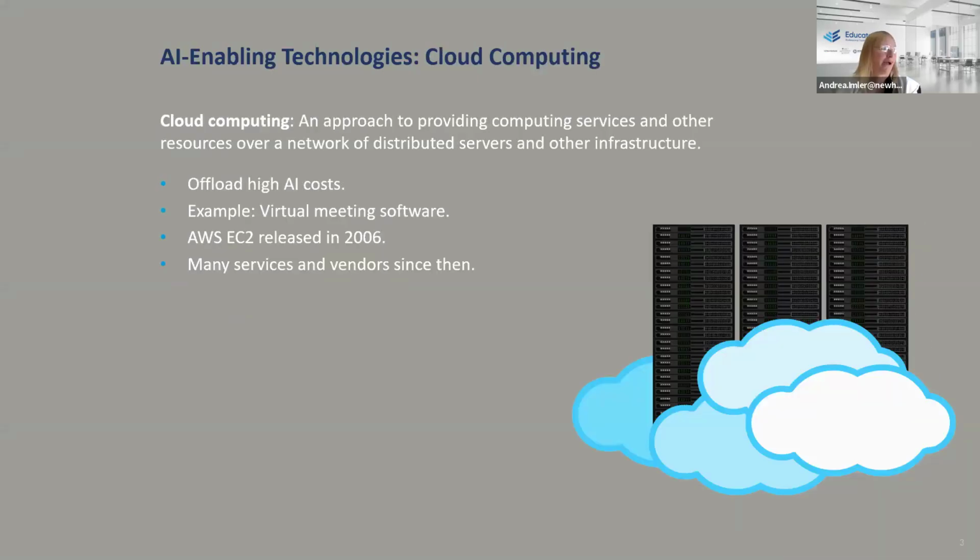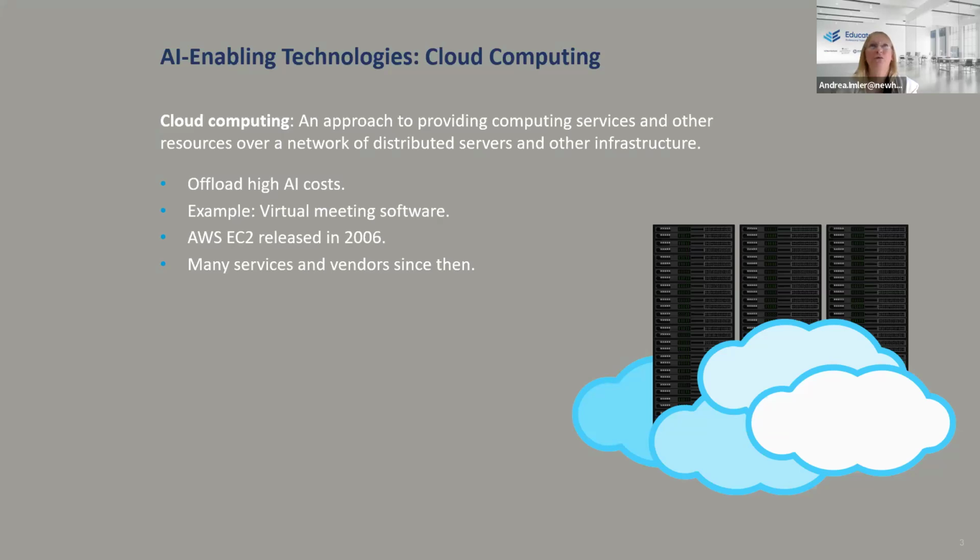So when we talk about AI, though, there's three basic technologies that are needed in order for us to have AI. The first technology is we do need some cloud computing involved with AI. Cloud computing is this approach where we provide our computing services and other resources over a network of distributed servers and other infrastructure. The amount of data needed for AI is so great that companies just cannot do this all on their own. We have to offload some of those AI costs by using cloud computing in these networks.